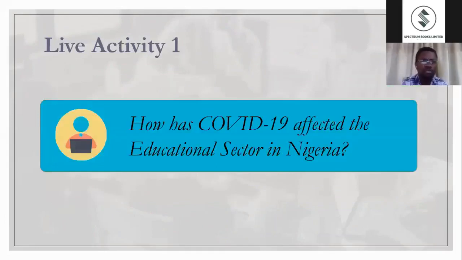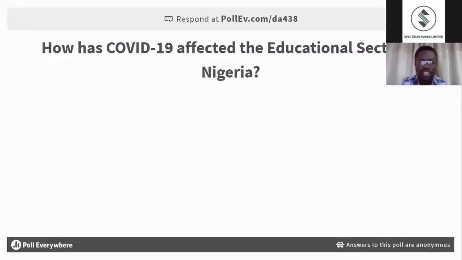Now, we are going to do our first live activity. How has COVID-19 affected the education sector in Nigeria? So you pick up your phones, you talk to me. Pick up your phones, go to your browser. If you are on your browser, Chrome, Firefox, Safari, whichever browser you have, either on your system or on your smartphone, go to polev.com.